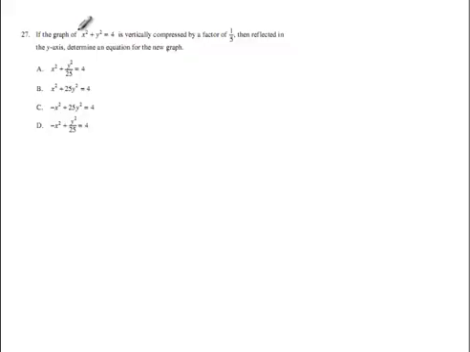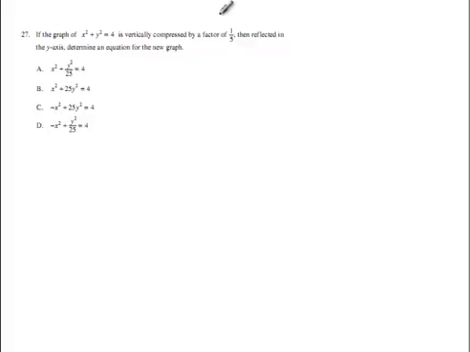So here we've got an equation or relation, x squared plus y squared equals 4, that's going to be compressed vertically by a factor of 1/5, reflected in the y-axis, and we're supposed to find a new equation. So what we need to do is these two transformations. Normally we think about doing our compressions, expansions, and reflections first, and then our translations. In this case, we have no translations.